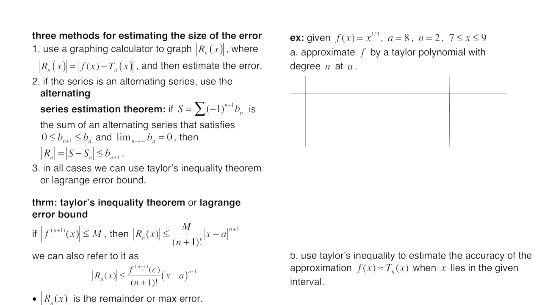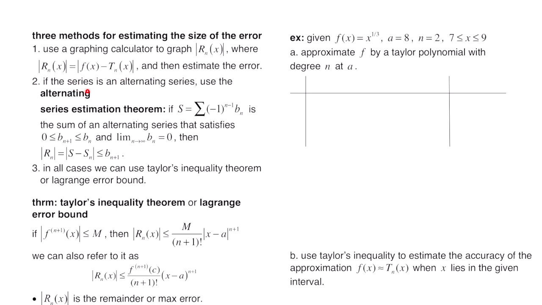Next, we're going to shift gears and talk about error. It says 3 methods for estimating the size of the error. Number 1, use a graphing calculator to graph the absolute value of r sub n of x, where the error is represented by the absolute value of the actual function minus the Taylor polynomial, and then estimate the error.